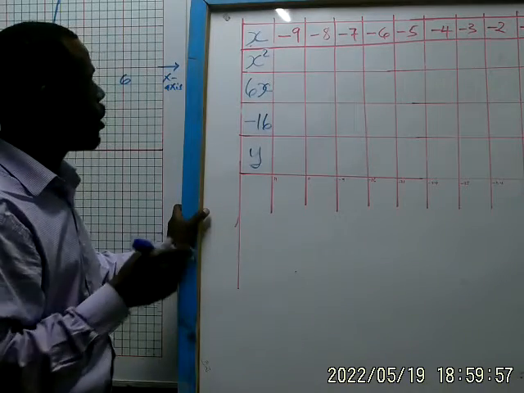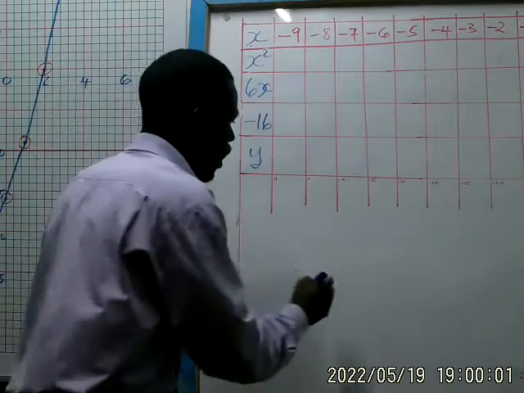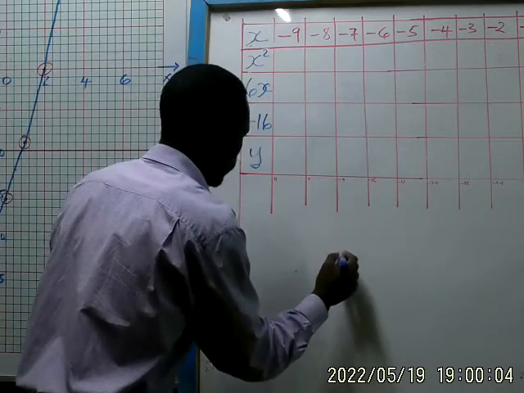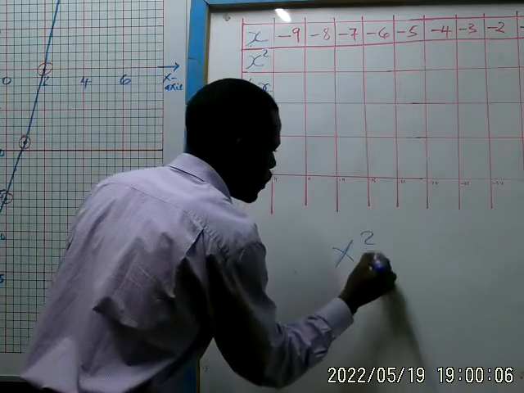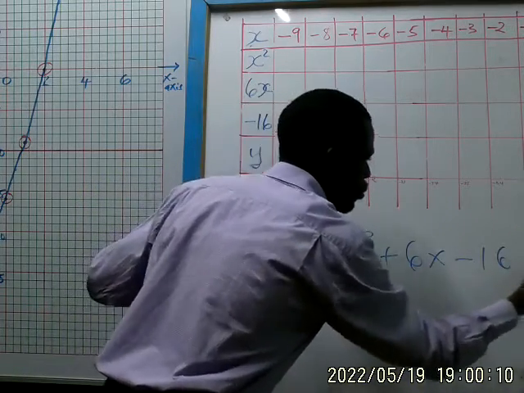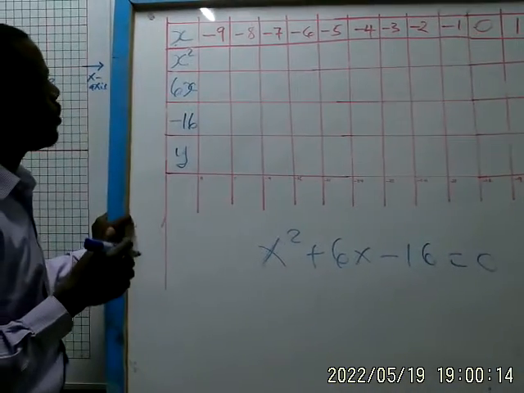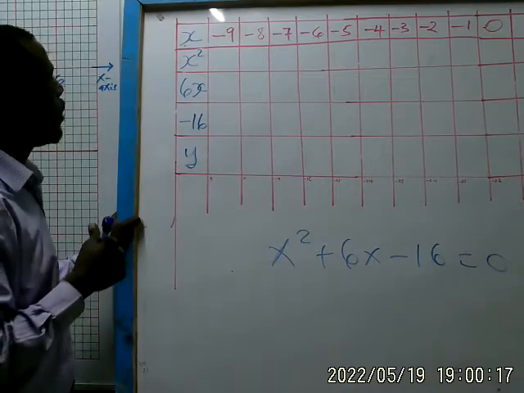Welcome viewers. We want to look at the fourth method of solving a quadratic equation. We had our quadratic equation of the form x squared plus 6x minus 16 equals 0. Now, we have done the three methods. We want to look at the fourth method, the graphical method.